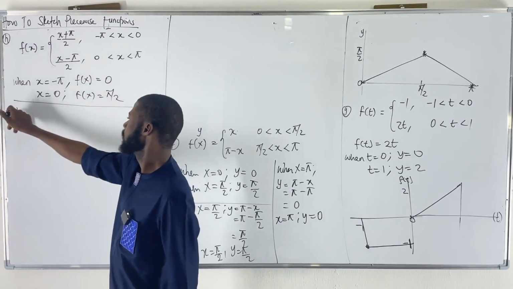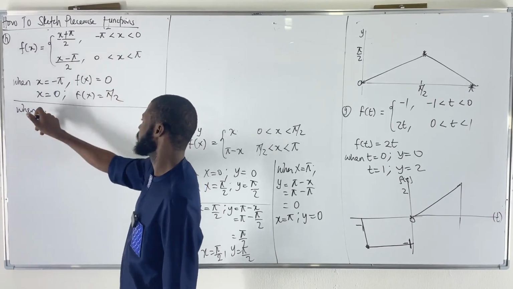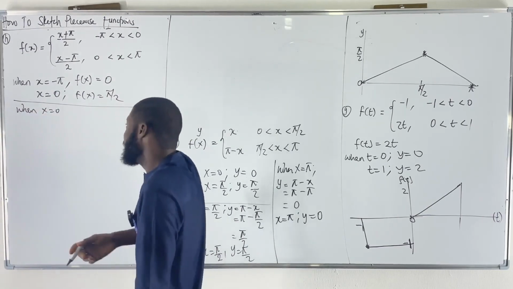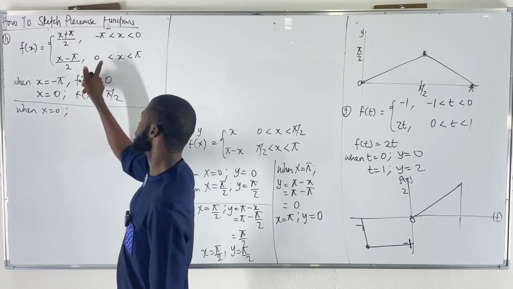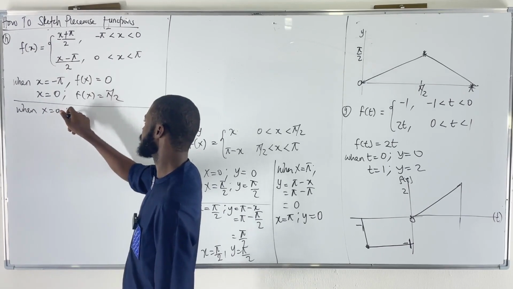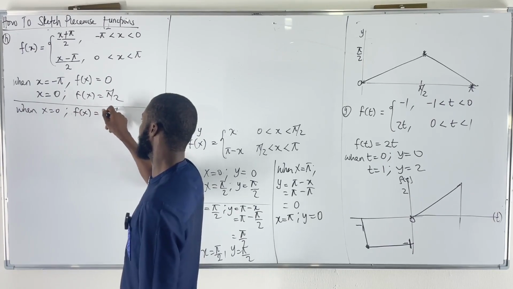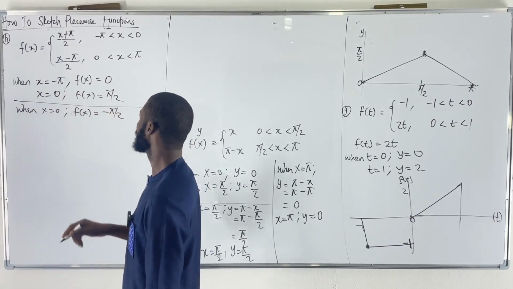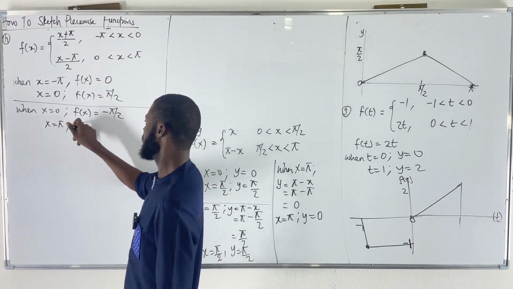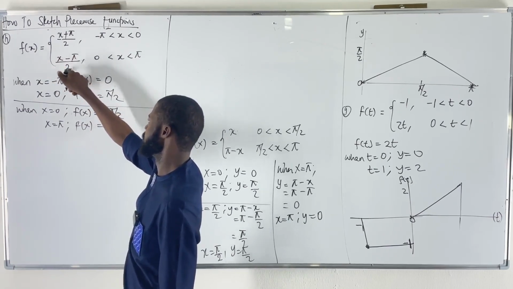The next one, when x is 0, because for this second one we have x at 0. So when x is 0, if you put 0 here, 0 minus pi is minus pi. So this is minus pi over 2. So we have f of x equal to minus pi over 2. Then when x is equal to pi, f of x will become, we put pi here, pi minus pi is 0. So 0 over 2 is 0.